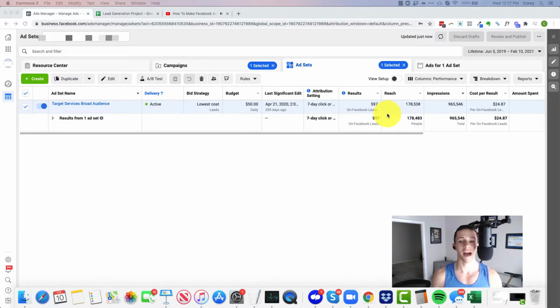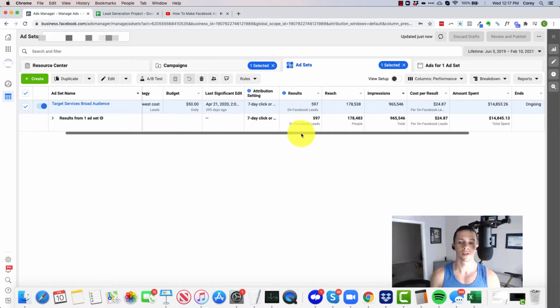And we set this thing up back in like April, I think, of 2020. Now we're in February 2021. So it's been about 10 months, plus or minus, not exactly sure on the math there, but we'll call it 10 months that this campaign has been running with a $50 a day budget. And you can see the performance. We've spent $14,853. We generated 597 leads or conversions. This was done using a Facebook lead form.